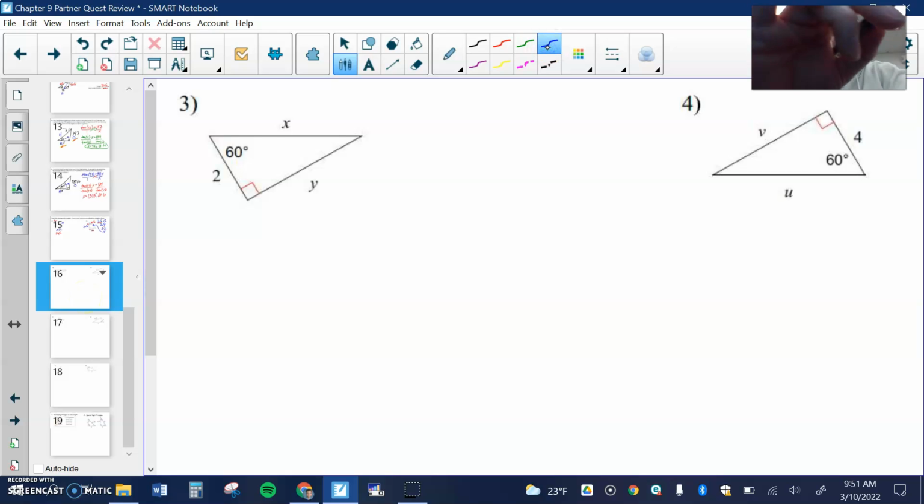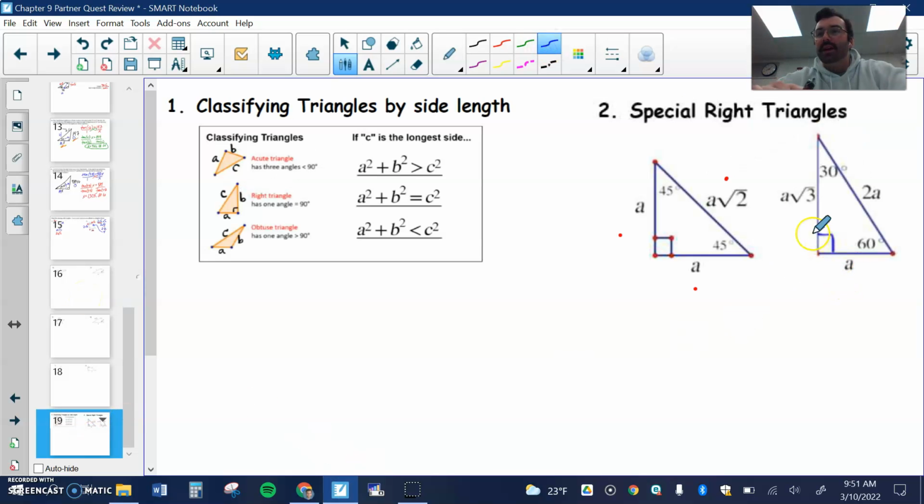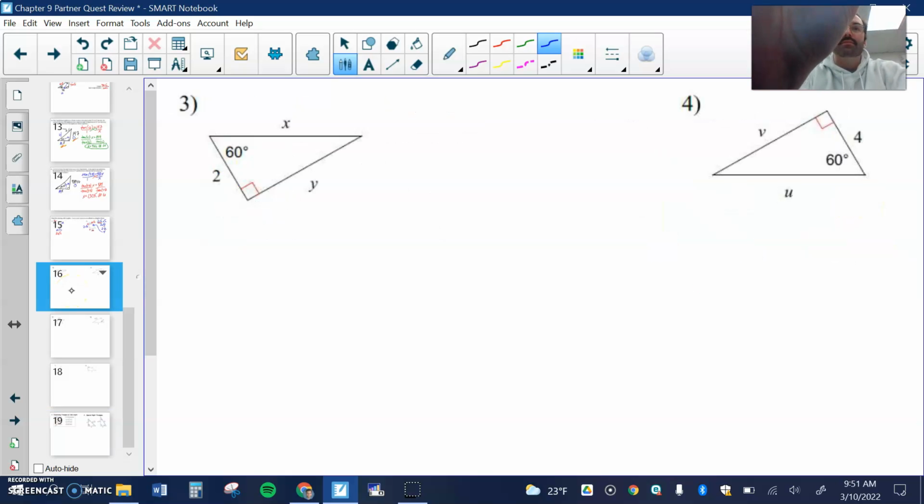Now I have a 30, 60, 90. 30, 60, 90, a, a root 3, 2a. So this is my 30. So this is a, a root 3, 2a. That makes this side, this should be a 3, sorry. That makes this side 2 root 3, and that makes this 4.